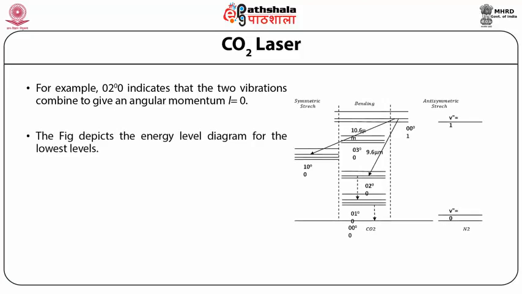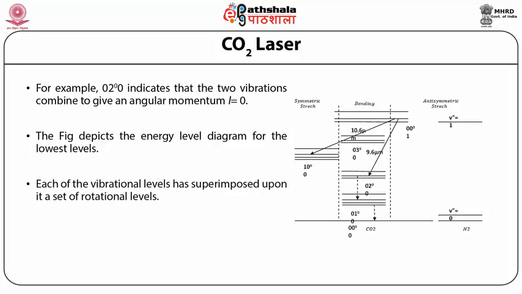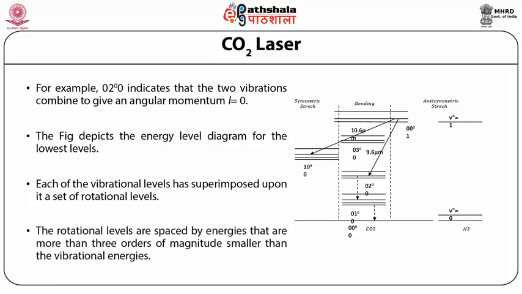The figure depicts the energy level diagram for the lowest levels. Each of the vibrational levels has superimposed upon it a set of rotational levels. The rotational levels are spaced by energies that are more than 3 orders of magnitude smaller than the vibrational energies. The CO2 laser uses a mixture of CO2, N2 and helium or water vapor. The active centers are the carbon dioxide molecules lasing on the transition between the rotational levels of the vibrational bands of the electronic ground state.